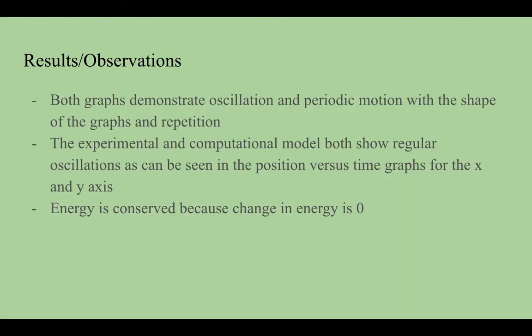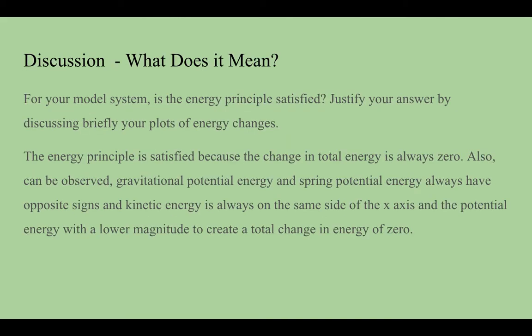So the results and observations: both graphs demonstrate oscillation and periodic motion with the shape of the graphs and the repetition. And the experimental and computational model both show regular oscillations, as can be seen by the position versus time graphs for the x and y axis. And we know that energy is conserved because change in energy is 0. So what does it mean? Is the energy principle satisfied? So the energy principle is satisfied because the change in total energy is always 0.